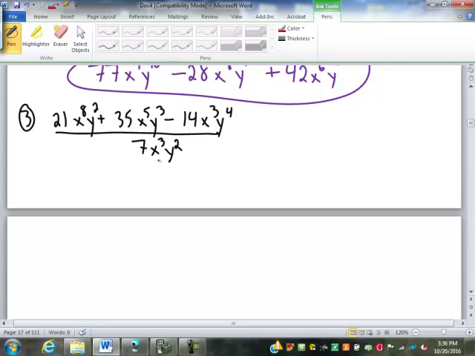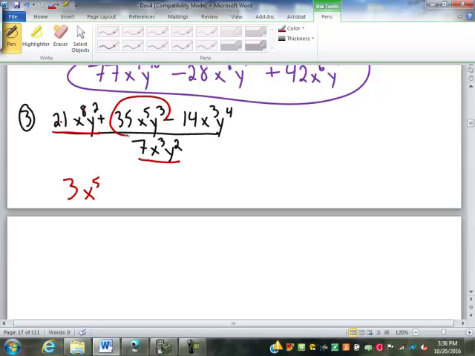Okay, now for the division here, remember we can take each piece separately. 21 x to the 8th y squared divided by 7 x to the 3rd y squared. So 21 divided by 7 is 3. X to the 5th, good. 8 minus 3 is 5. Y cancels out. Y squared divided by y squared cancels out.